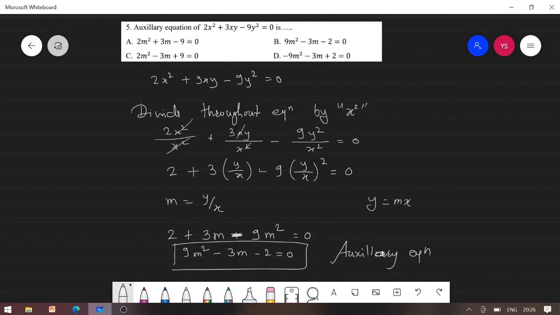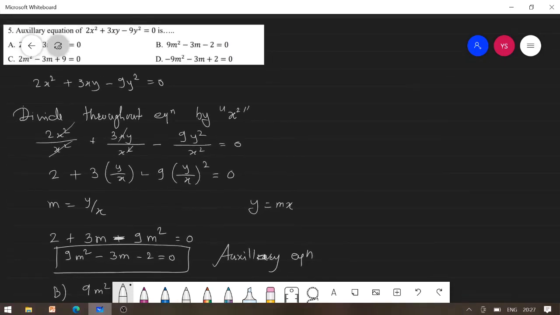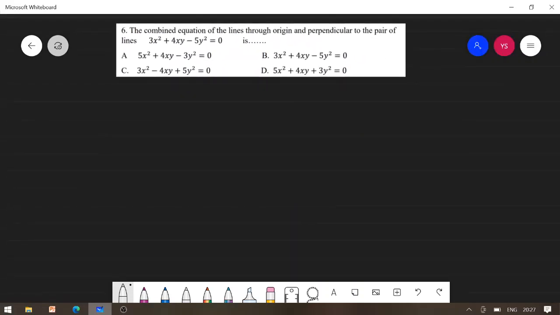choice code as in B, 9m² − 3m − 2 = 0. Now look once carefully towards the last MCQ. We are having the combined equation of lines through origin and perpendicular to pairs of straight lines 3x² + 4xy − 5y² = 0 is given by.